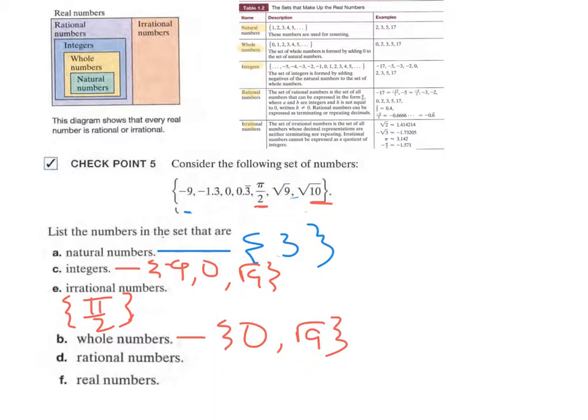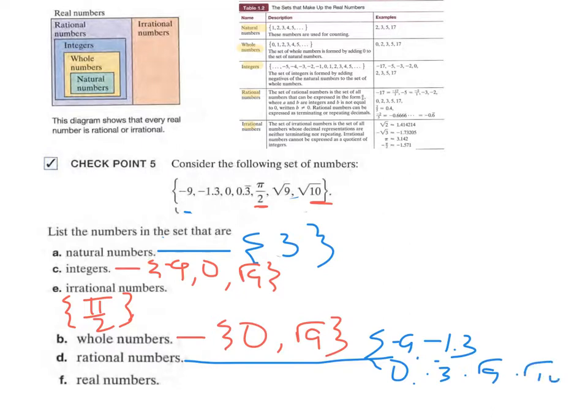Rational numbers are all numbers that aren't irrational. Since the only irrational is pi over 2, this set includes everything else. So -9, -1.3, 0.3 repeating, radical 9, and radical 10. And since they're all real, it would be E and D put together.